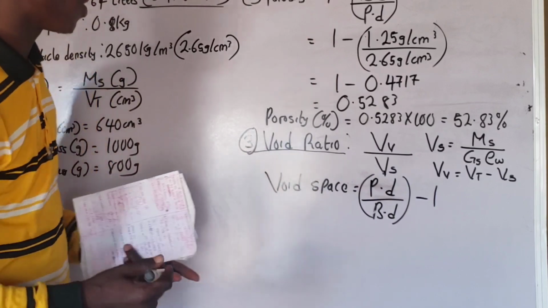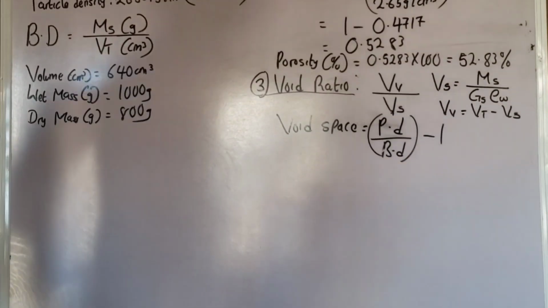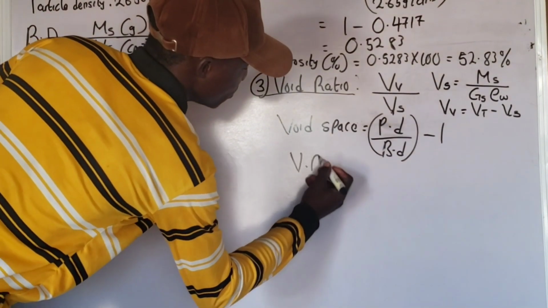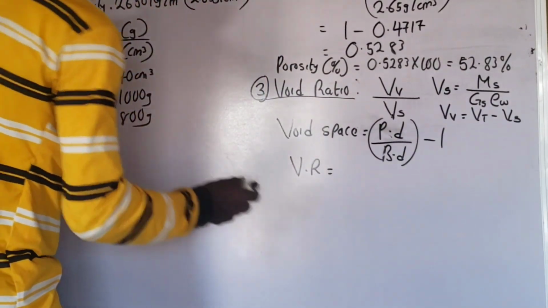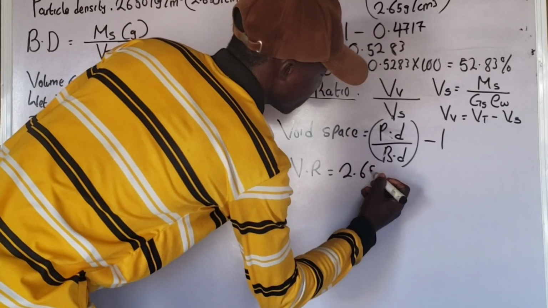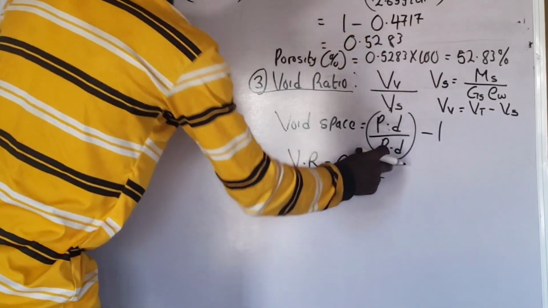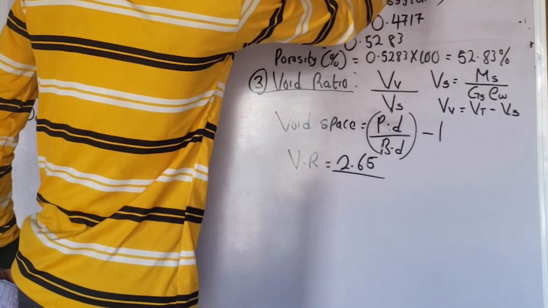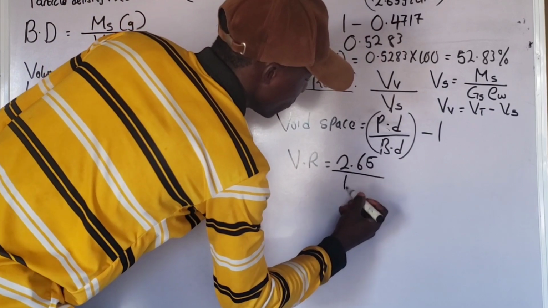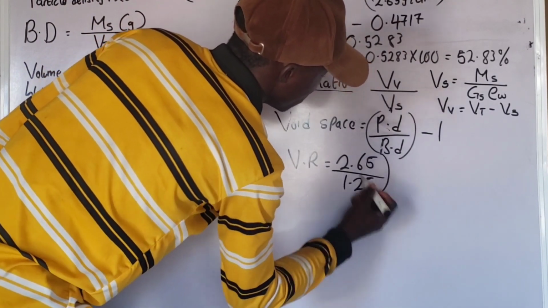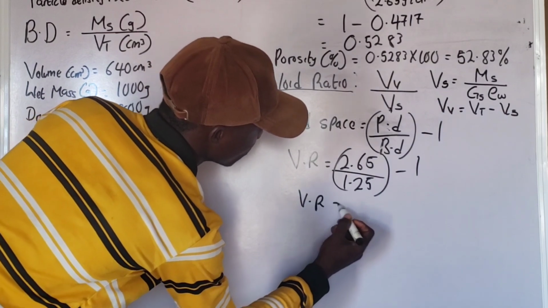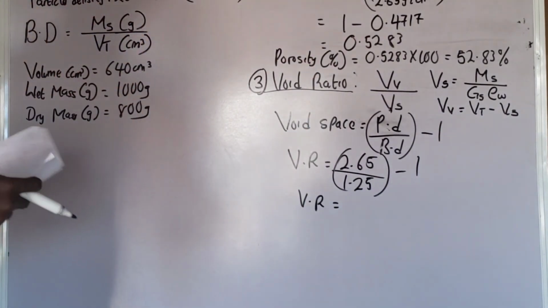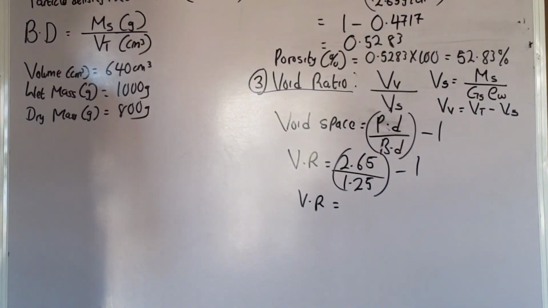You understand? Now, the void ratio, please pay attention, equals the particle density, which is 2.65, all over the bulk density. The bulk density is 1.25 gram per centimeter cube, minus 1. You understand? Here I'm going to have the void ratio equals 2.65 divided by 1.25. That is 2.12.